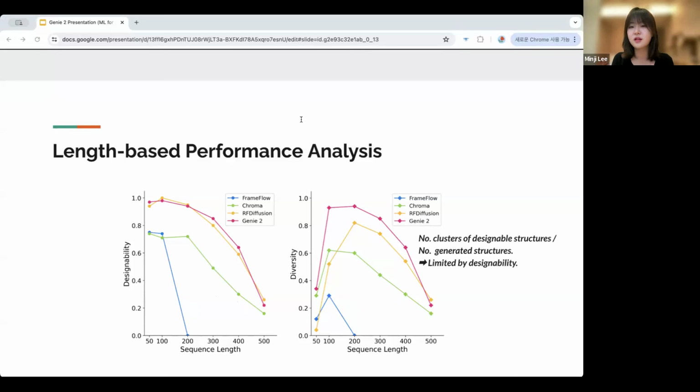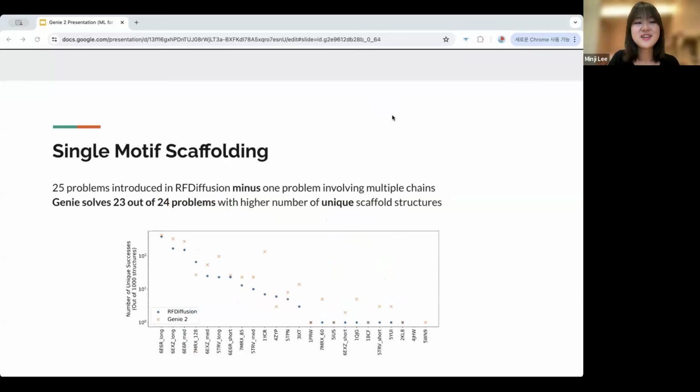It is expected that longer proteins exhibit higher diversity, but the diversity metric, as we defined, is limited by designability, as it calculates the number of clusters of only designable structures. So its maximum is limited by the designability. That's why it's showing a decreasing trend. So unconditional generation is all, and let's move on to single motif scaffolding.